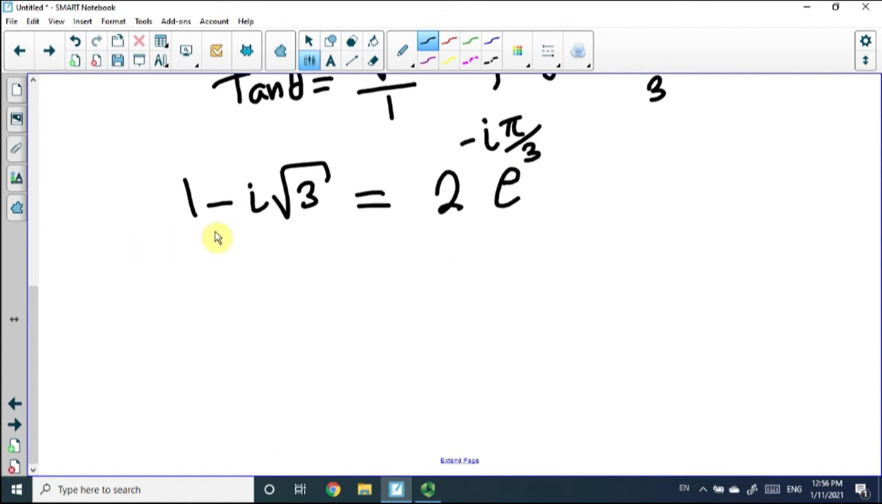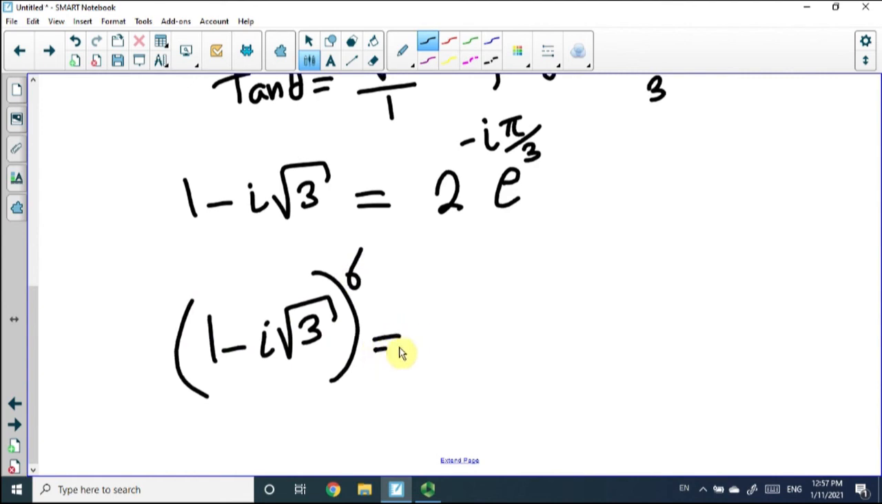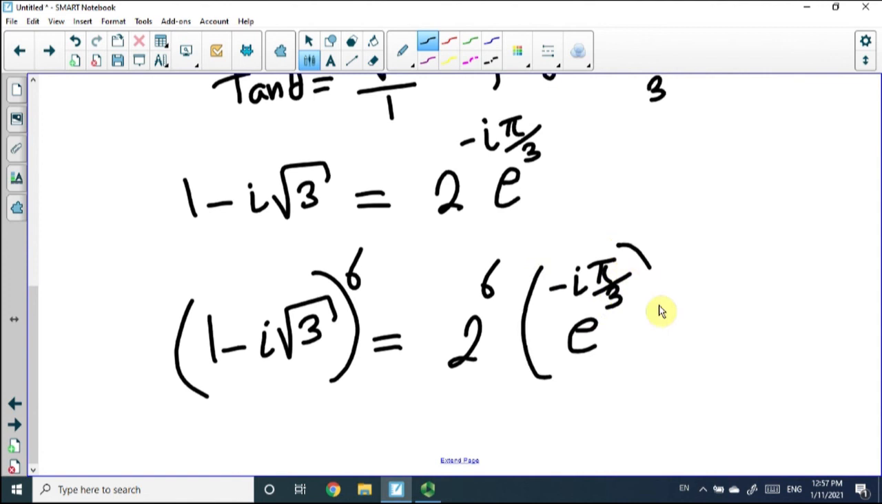The final step is to take the power of this complex number, 1 minus i square root of 3, to any power you want. In our example it is the power 6, so we take the power 6 of the number on the right hand side. I'm going to get 2 to the power 6 times e to the minus i pi over 3, also to the power 6. Now 2 to the power 6 is 64.